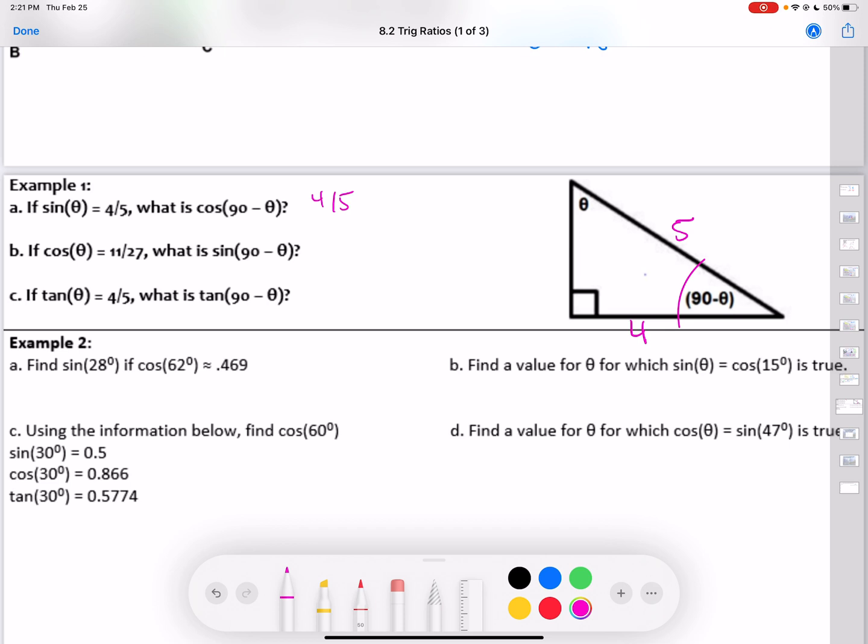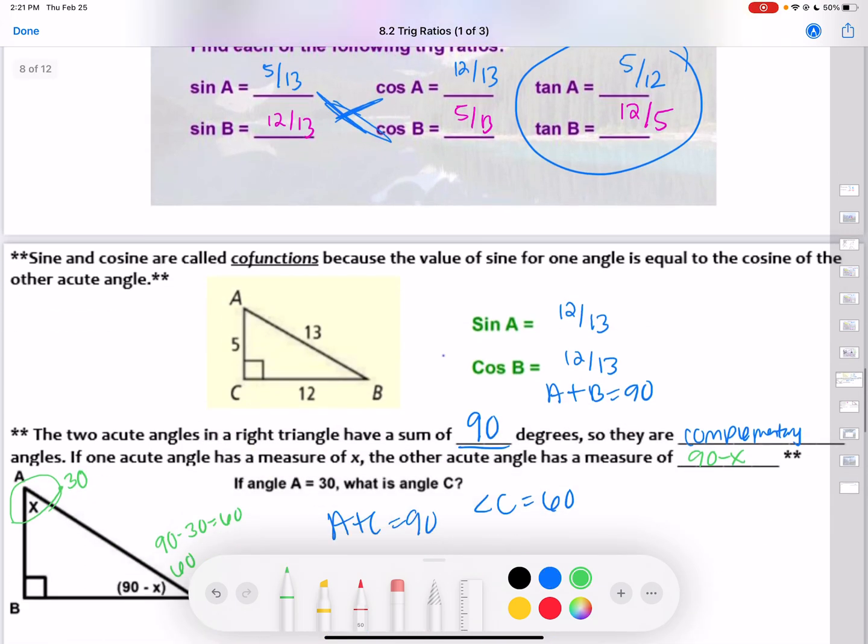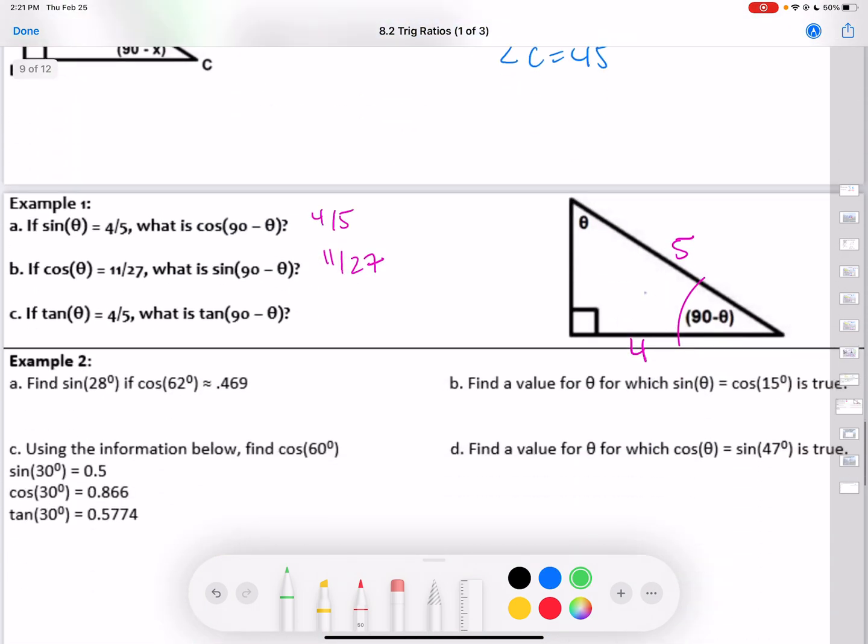Similarly, if the cosine is 11/27, the sine of the other angle that is complementary to theta would also be 11/27. Now, if we look back up here, you'll notice a pattern between these two tangents as well. Those two tangents were reciprocals of each other. So those aren't the same values, they're actually reciprocals because the opposite and the adjacent switch places.